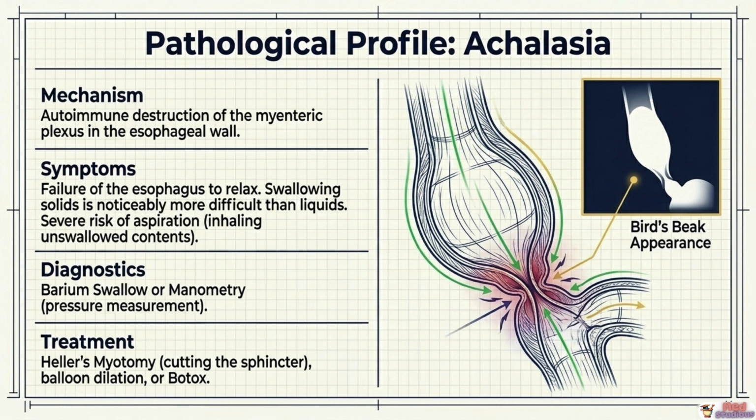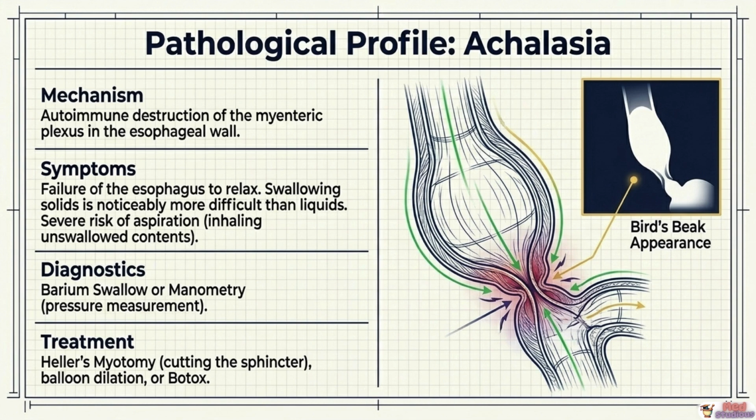Patients will often report that swallowing solid food is noticeably more difficult and painful than swallowing liquids, as the food physically backs up. Because unswallowed food pools in the dilated esophagus above the stricture, these patients face a severe risk of lethal pulmonary aspiration. Diagnostically, a barium swallow X-ray will reveal a classic bird's beak appearance, where the esophagus tapers to a severe point at the destroyed ganglion site.